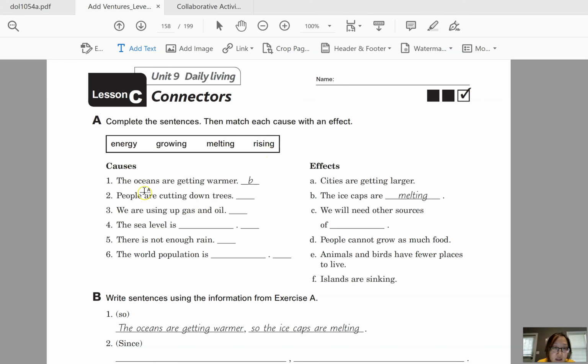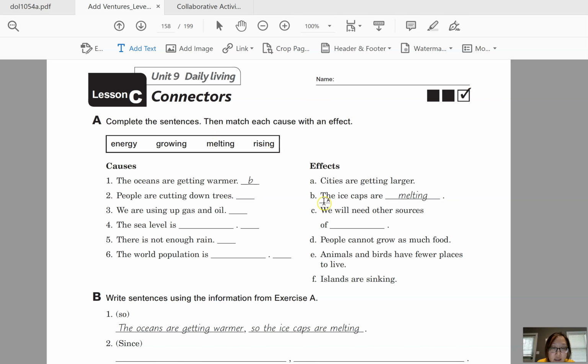And you can see the causes here and effects here. So first, we are going to complete the sentences. So don't worry about the letters, B, A, C, D, whatever. Don't worry about those yet. Let's just complete these, the big blanks, okay, with one of these words.